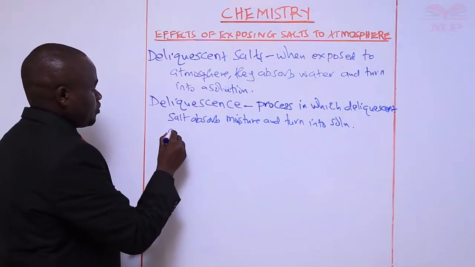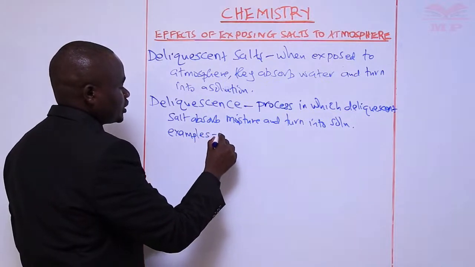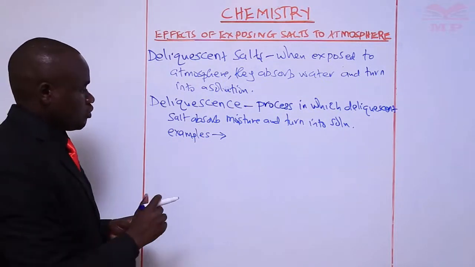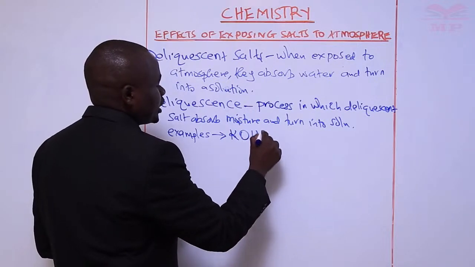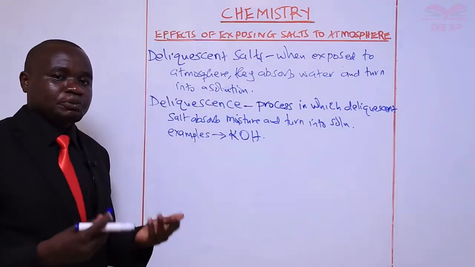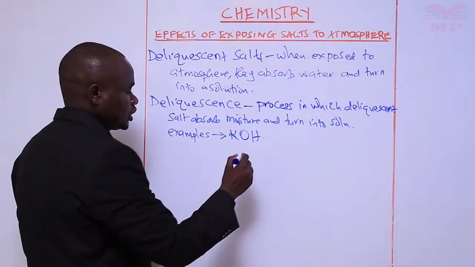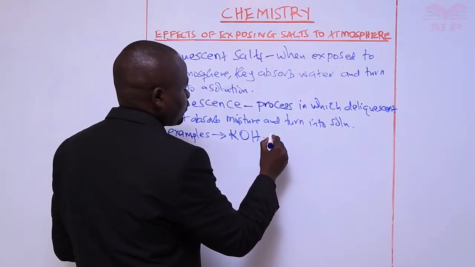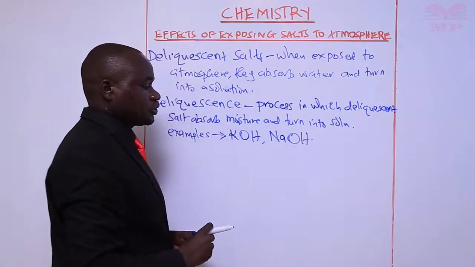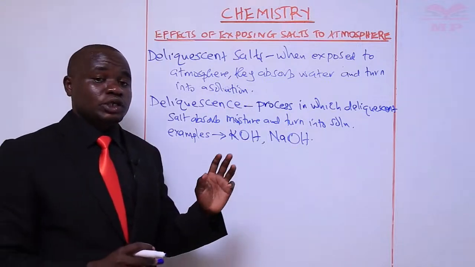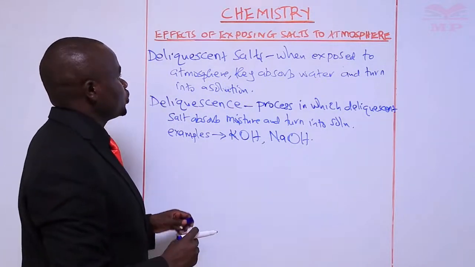So we give an example of such type of salts. We have potassium hydroxide. When potassium hydroxide is exposed to the air, it will absorb moisture and turn into a solution. We also have sodium hydroxide. If sodium hydroxide is exposed to the air, it will absorb moisture from the air and turn into solution.